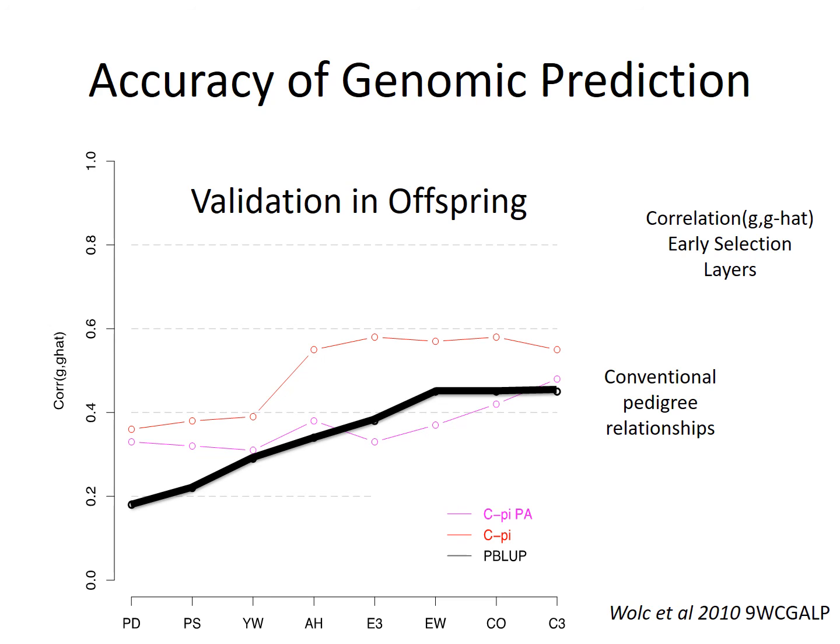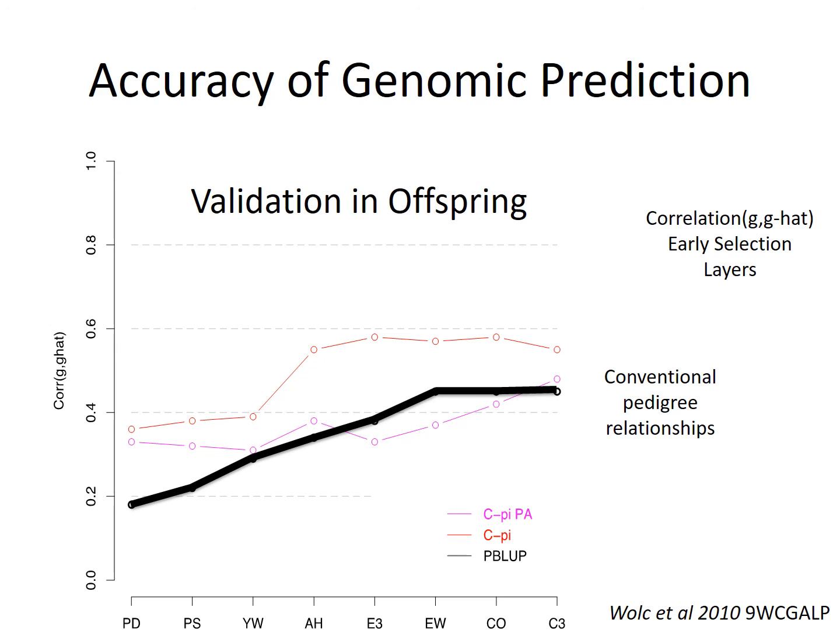And here we show you on the x-axis some different traits in chickens, in layer chickens. So PD is egg production, PS is puncture score, it's how easy the egg breaks, YW is yolk weight, AH is egg height, AH is albumin height, E3 and EW are egg weights, and CO and C3 are to do with the colour.